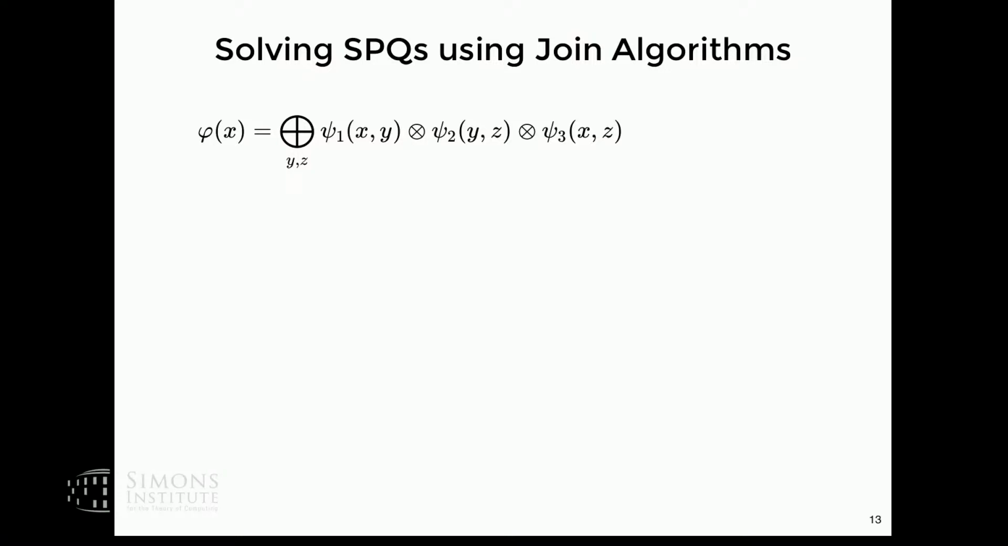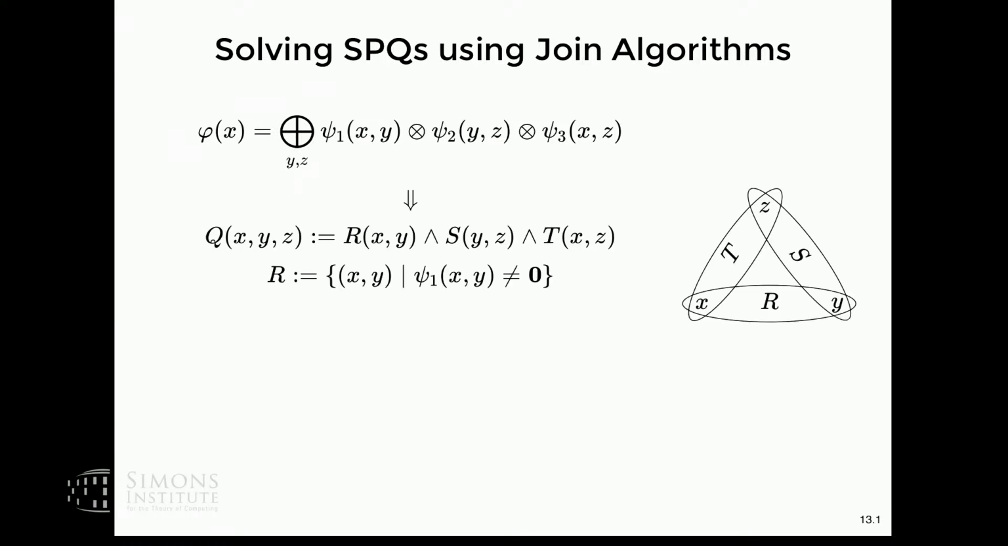Okay, so let's take this SPQ, over some semi-ring that we don't even need to specify. That's the beauty of the SPQ abstraction. So over here, we have 3 variables and 3 functions, and we are summing away over y and z to compute a function over x. So how can we compute this using a join algorithm? It turns out we can actually reduce the problem of solving this query into solving a database join query, where we construct 3 relations, R, S, and T, take their join, where these relations are specifically defined as follows.